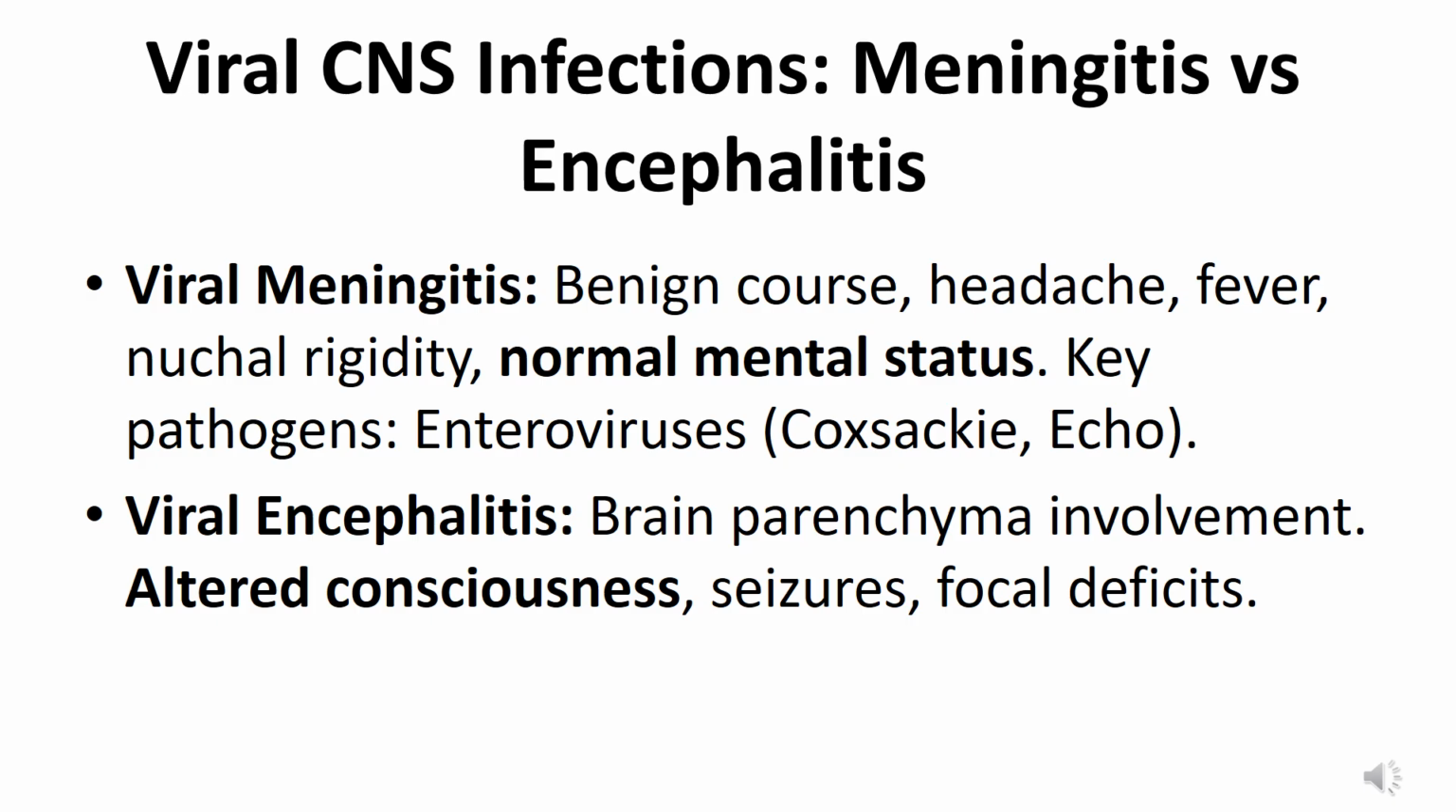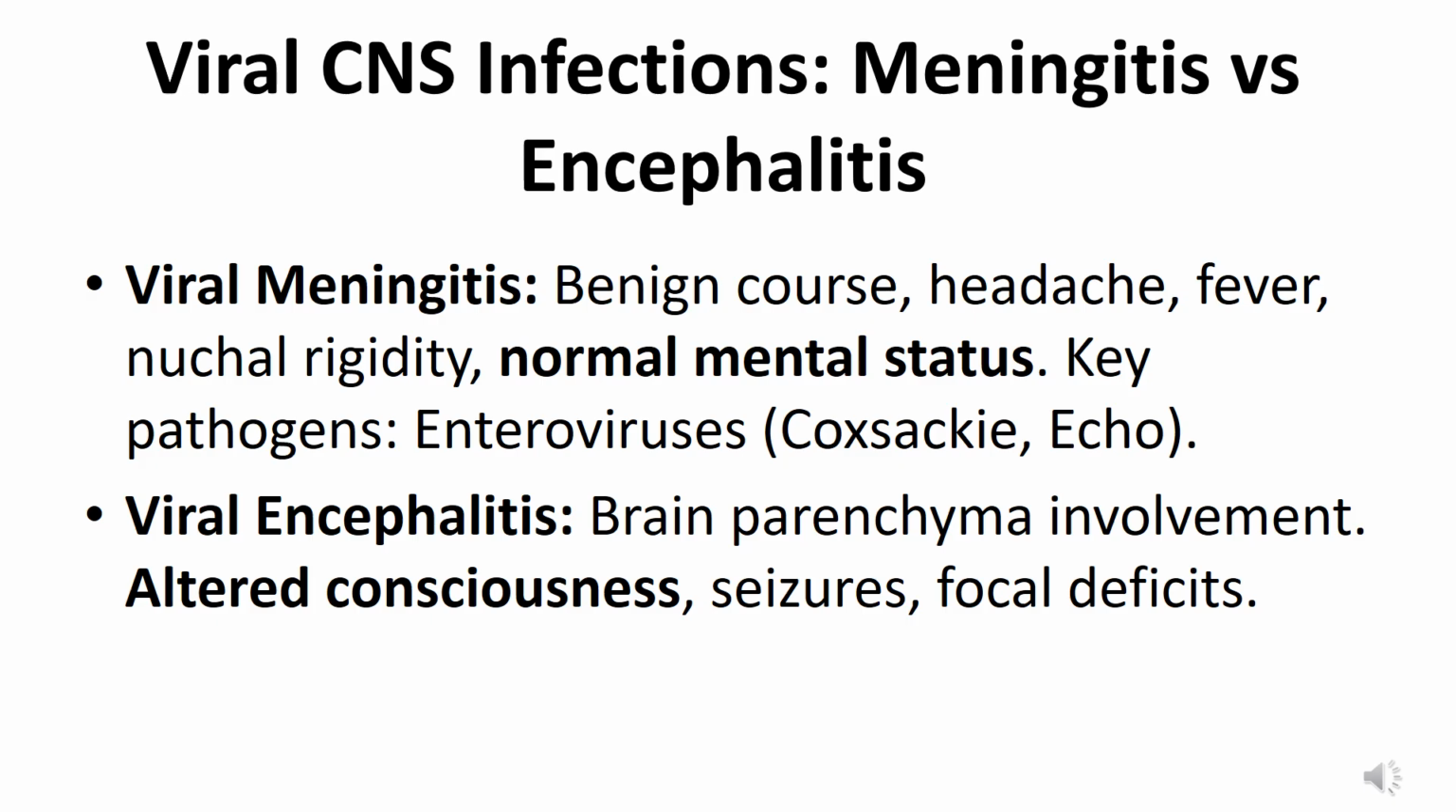Viral encephalitis, however, is a very different story. Encephalitis refers to inflammation involving the brain parenchyma itself. When the brain tissue becomes inflamed, neurological function can rapidly deteriorate. This condition demands urgent recognition and management because it carries a much higher risk of serious complications.